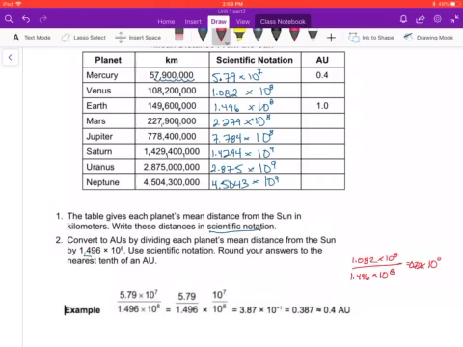0.72. And then I'm going to make that scientific notation, which would be 7.2 times 10 to the negative 1. Sorry, you don't need to turn it back into scientific notation because we want astronomical units. And that would be 0.72.